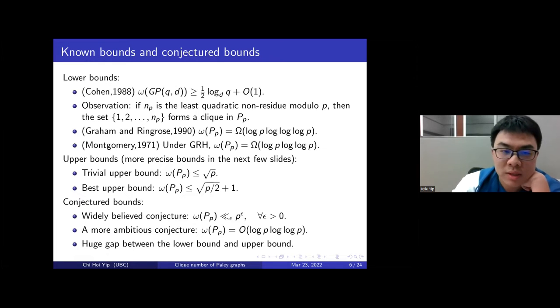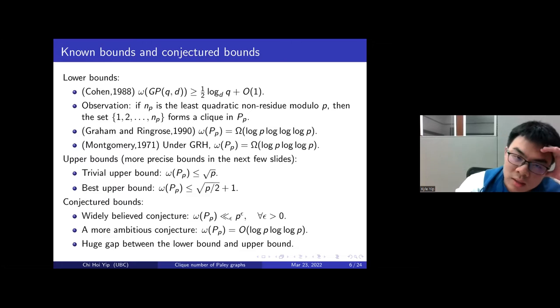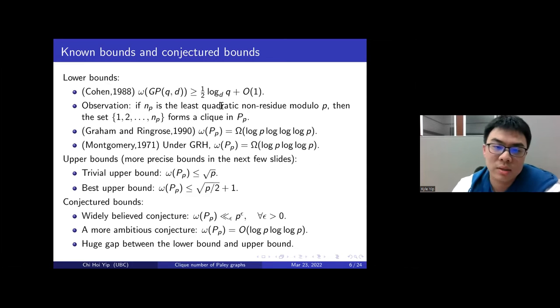The observation is that if we consider the least quadratic non-residue modulo P, and we call that little n_P, then the set 1, 2, up to n_P actually forms a clique. The reason is that if we consider the difference between any two elements in this set, then the absolute value is bounded by n_P minus 1, which is a quadratic residue by the definition of n_P, because n_P is the least quadratic non-residue. So this forms a clique.